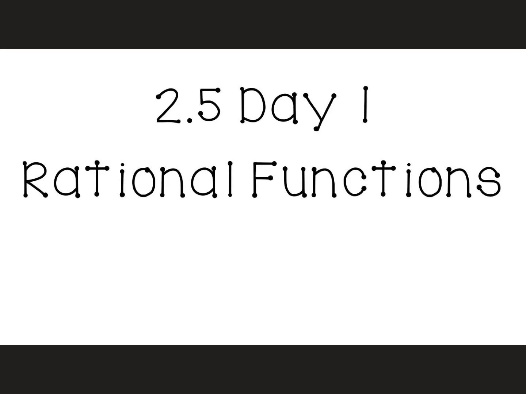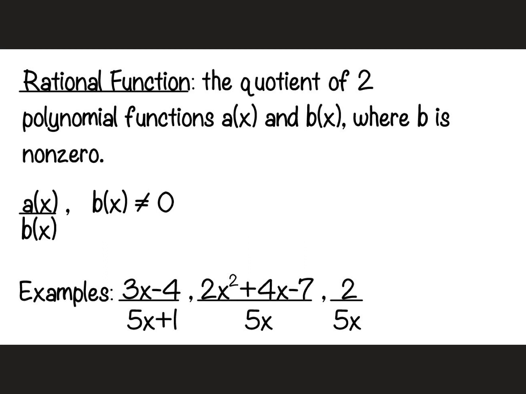Today you're going to be looking at rational functions. Just a reminder, a rational function would be written as the quotient of two polynomial functions, and we'll define those as a of x and b of x, where b is non-zero. And remember, b just can't be zero because we're not allowed to divide by zero.